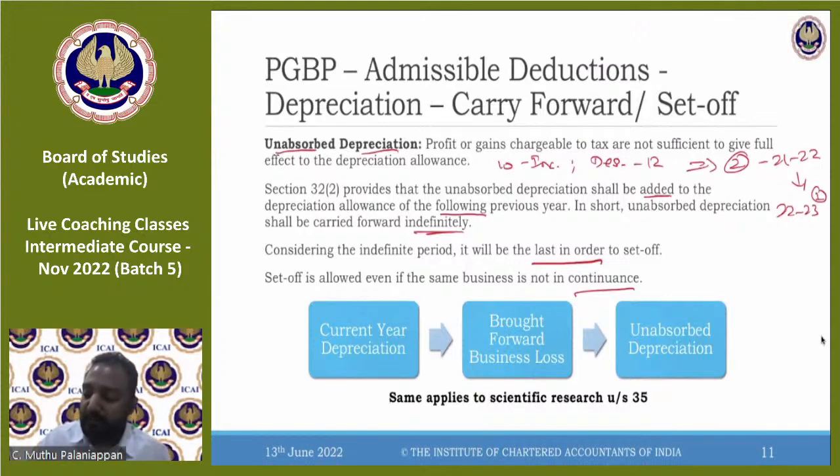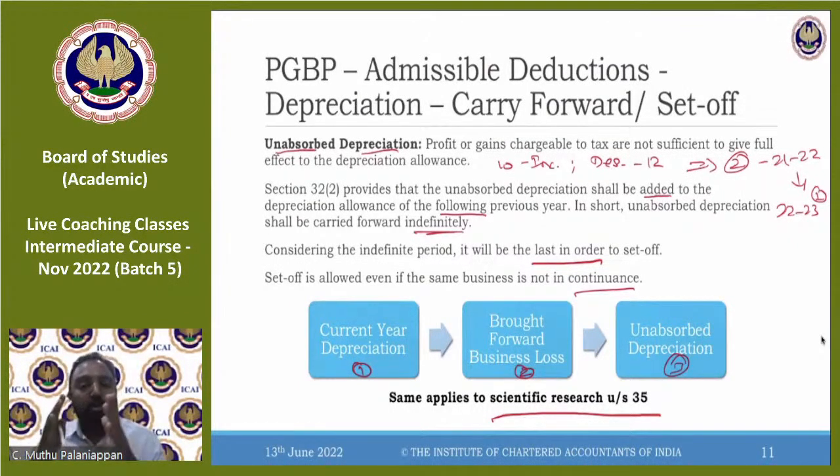Typically the first preference is given to current year depreciation. The second preference to brought forward losses. Third is given to unabsorbed depreciation. The similar concept applies to scientific research under section 35 also. We'll see that a few slides later. Whatever we have discussed for carry forward set off will also apply to scientific research under section 35. If you don't have sufficient profit to adjust the scientific research, it can be carried forward for n number of years. So that's about your depreciation.